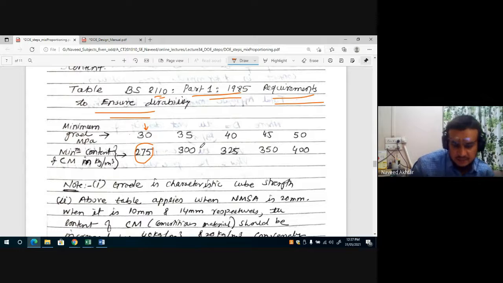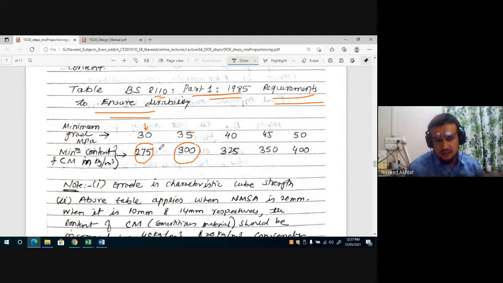Also sometimes the maximum cement content is specified. If the grade of concrete is 35, then the minimum content of cement for the DOE method is 300 kg per cubic meter. Whereas we have seen in the IS example, the minimum content of cement depends on the exposure condition. Here it depends on the grade of concrete.